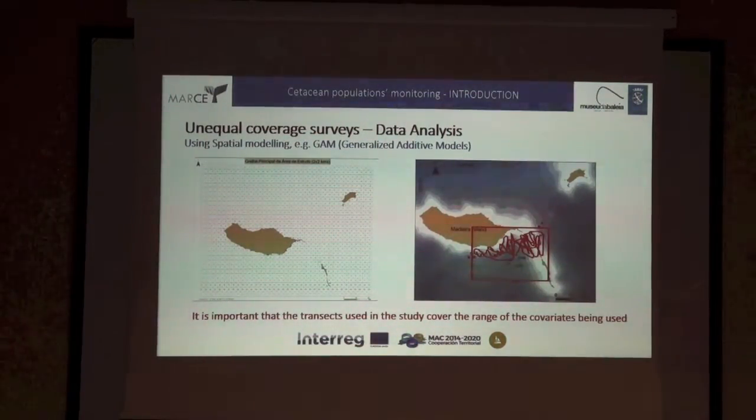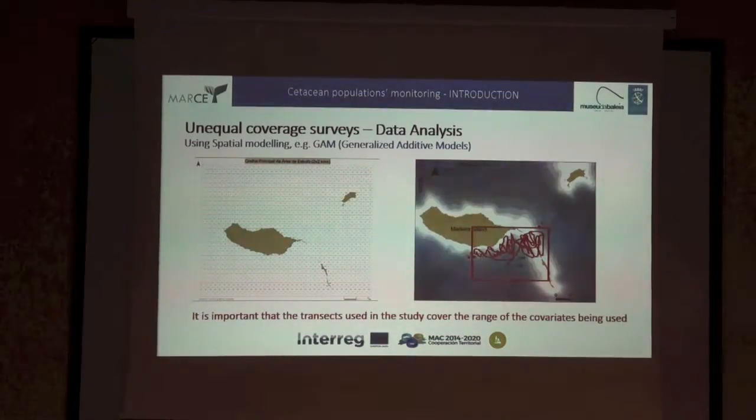Okay? So one of the important assumptions is that we cover the range of those covariates. For instance, if we're using a study area like here, we cover the water depth from 0 to 3,000 meters. So we should sample, even if it's not equally in the area, the range of the covariate depth from 0 to 3,000. Because if we don't go to 3,000 meters, we don't have any information on the presence or absence of the animals at that depth.